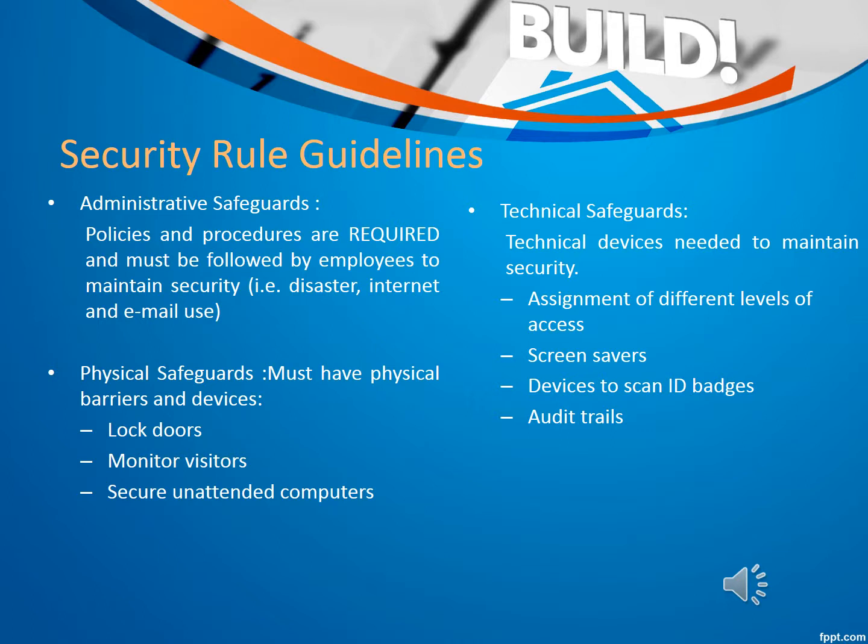In this slide, let us understand the security rule guidelines. These guidelines have been broadly described in three different areas: administrative safeguards, physical safeguards, and technical safeguards. Let's understand each of them broadly.